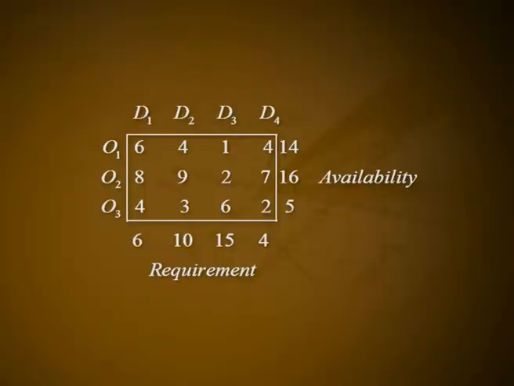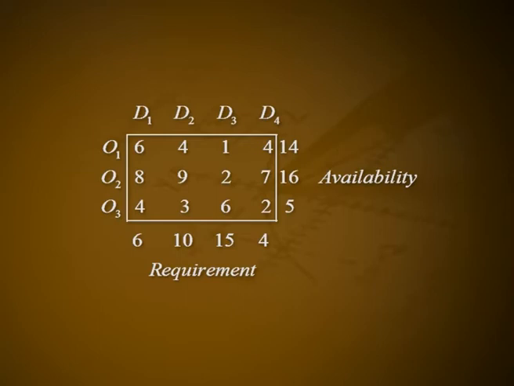Obtain an optimal solution for the following transportation problem, where Oi and Dj represent the ith origin and jth destination respectively. D1, D2, D3 and D4 are the destinations and O1, O2, O3 are the origins. The transportation costs associated with the origin O1 are 6, 4, 1 and 4. That of O2 are 8, 9, 2 and 7. That of O3 are 4, 3, 6 and 2.